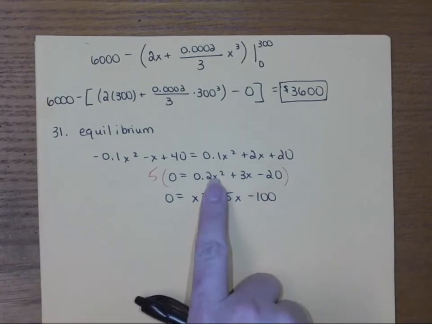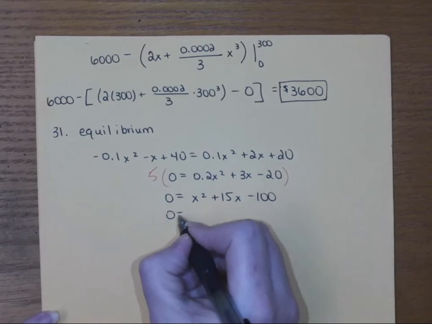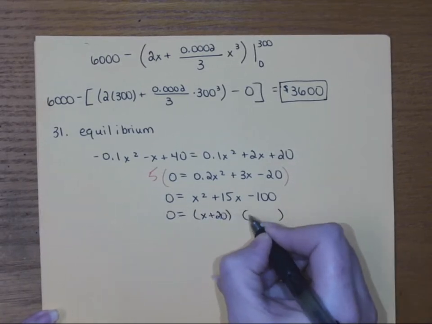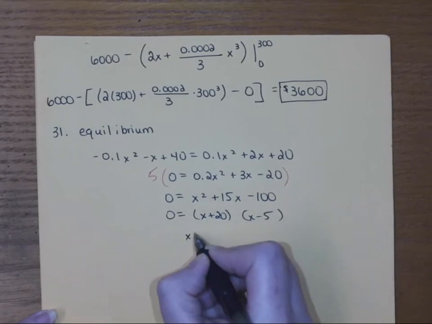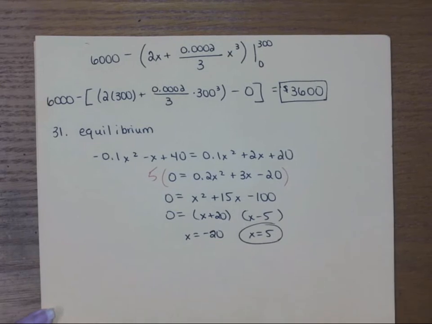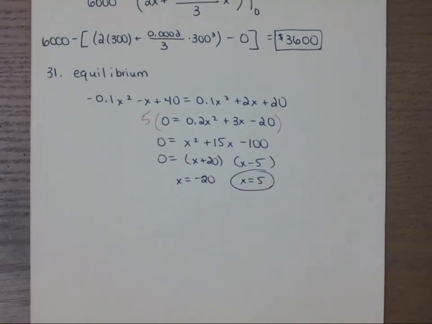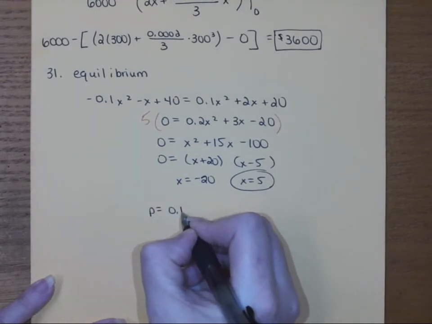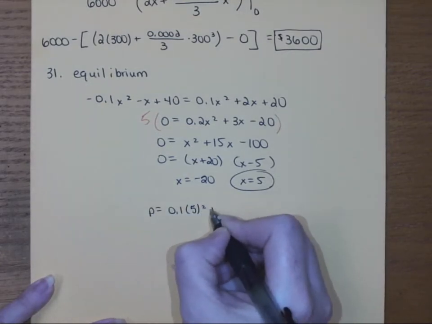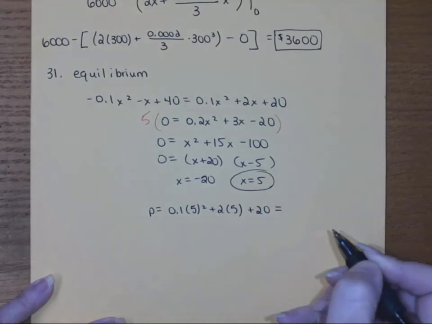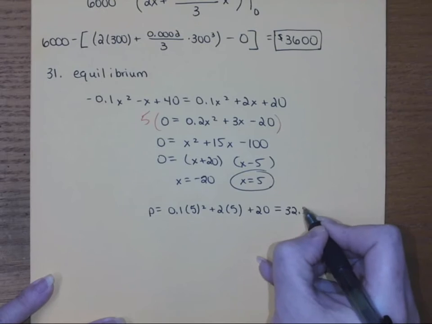Okay, so I really like that to be 1. It makes my job with factoring much, much nicer. So you'll get x plus 20, x minus 5. So x can't be negative. So that means x must be 5. Okay, but notice we weren't given price either, so now you need to go back and find price, and it doesn't matter which equation you use. So I'm going to use the second one, 0.1 times 5 squared plus 2 times 5 plus 20. If you plug that in, you get 32.50.